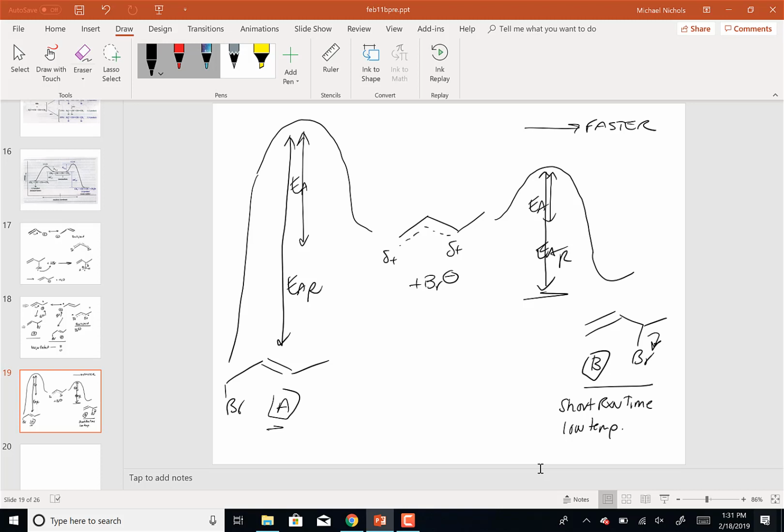On the other hand, if I use a higher temp and a long reaction time, the system's going to have time to reverse itself, go and form product A, and get stuck in that well and not come out of it. So under those conditions, A is going to be my major product. And again, I'm talking about major and minor, majority products, not exclusively 100%.